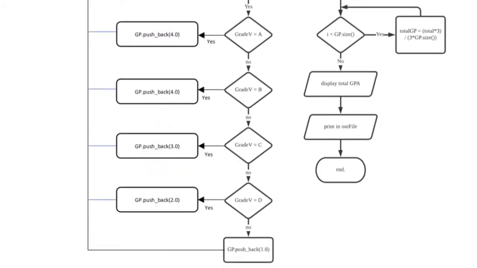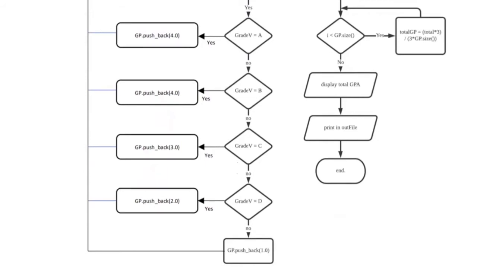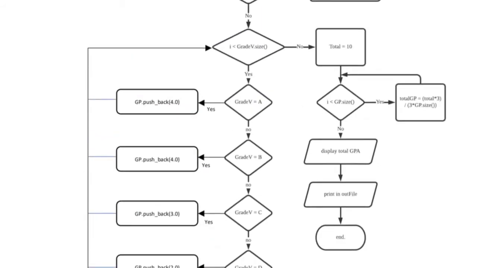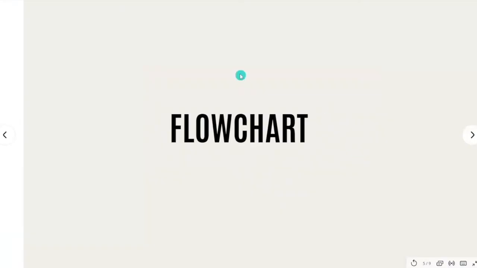And then to calculate the GPA, we use this formula, which is the total GP is equal to total times by 3 over 3 times by GP size. And then the program will display the total GPA of each student, and it will print in the out file, and the program will end. It's pretty simple actually, but the operations to get the total GPA are pretty difficult in the sense that we have to use vector concepts in our program.